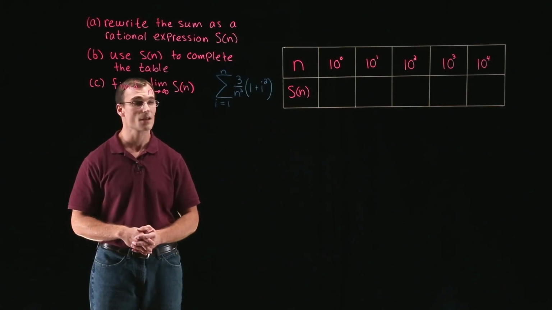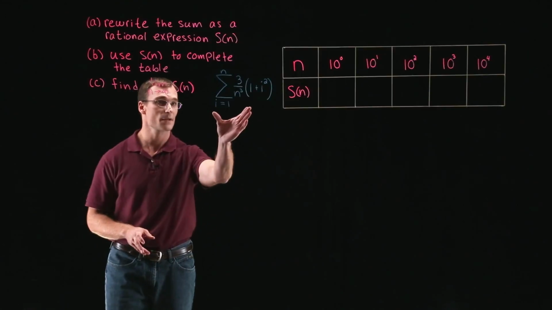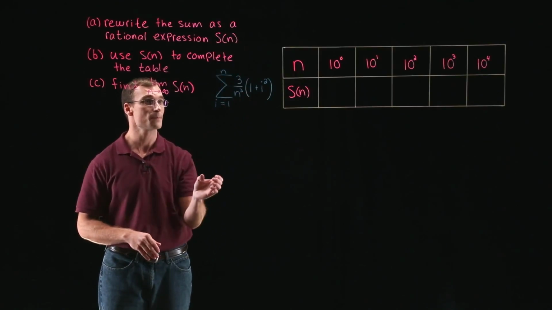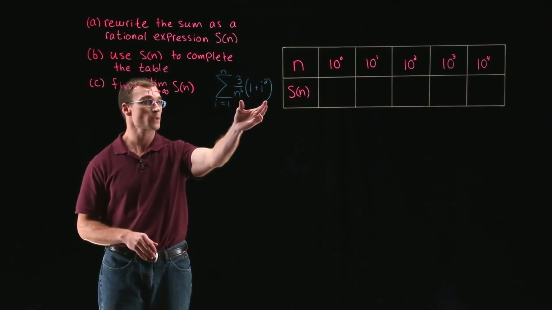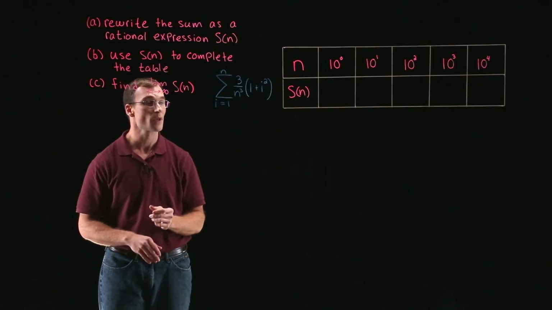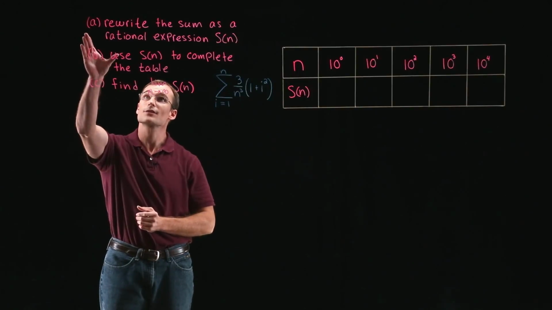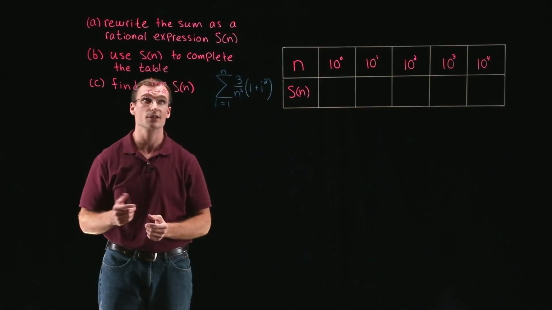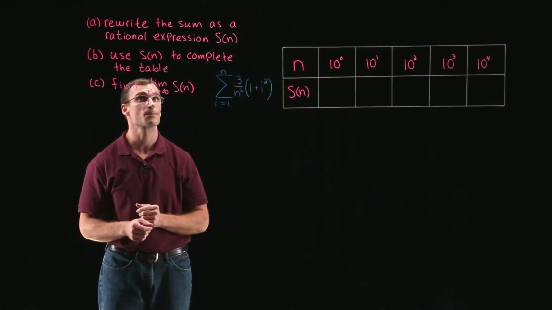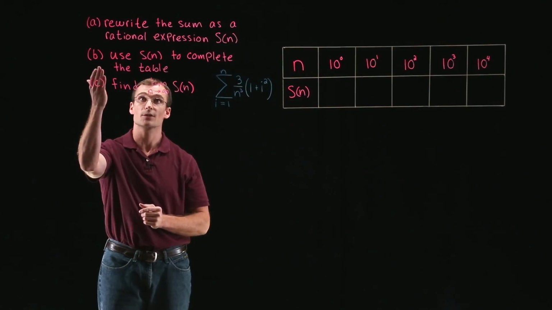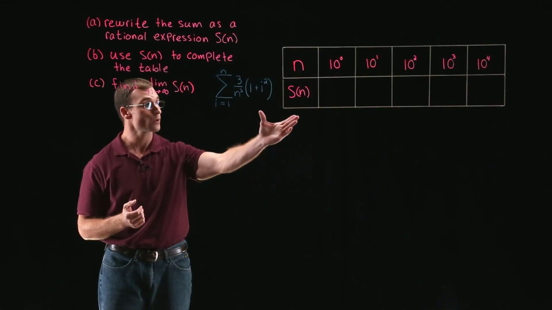Hello everyone, I'm Adam. In this problem, for our given sum, we have the sum from i equals 1 to n of 3 over n cubed times the quantity 1 plus i squared. What we want to do is first try and take this sum and rewrite it as some rational expression, which we'll call s of n. And then, with that s of n expression, we're going to try to complete our table over here.